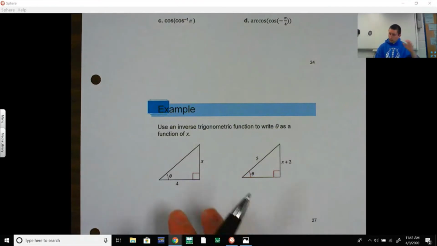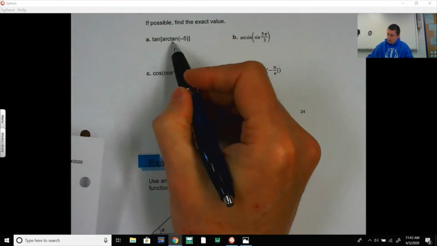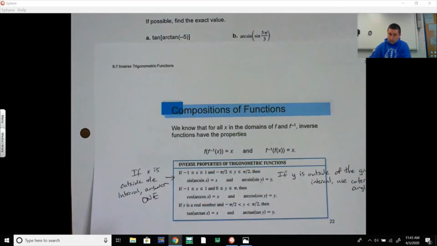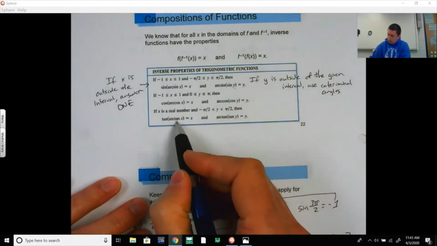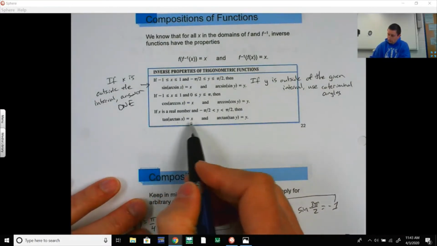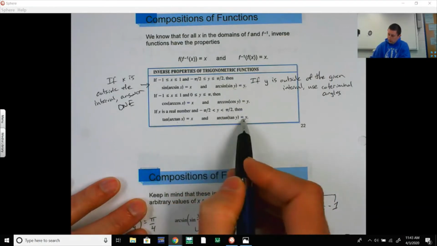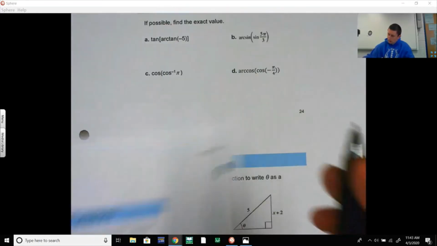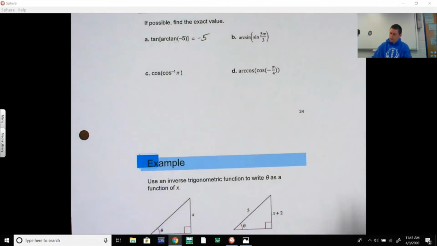Okay. So find the exact value. I'm going to keep this chart handy. I have the tangent of the arctangent of negative 5. So tangent is written first, tangent of the arctangent. If x is a real number, that means it's just going to be whatever the x value is. This part here applies to this pattern right here. So tangent of arctangent negative 5, that's just going to be negative 5.